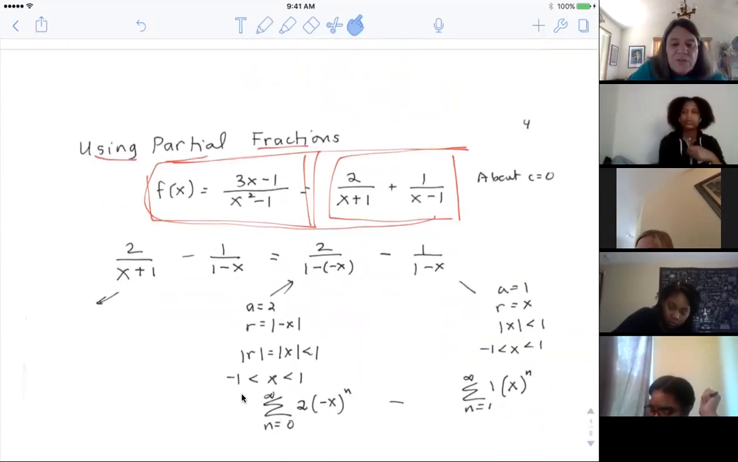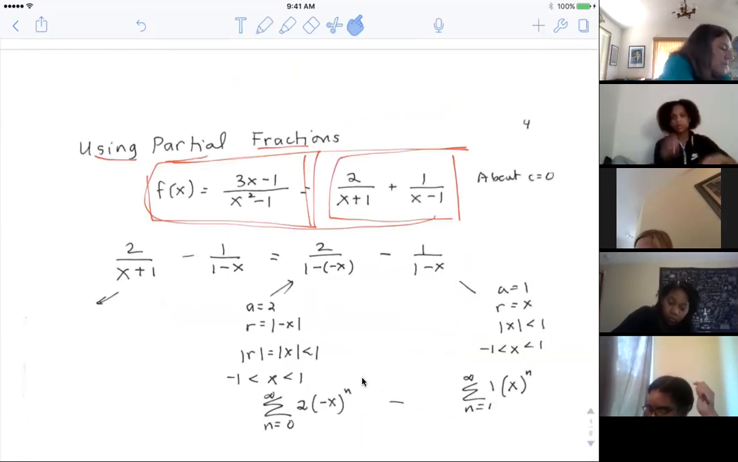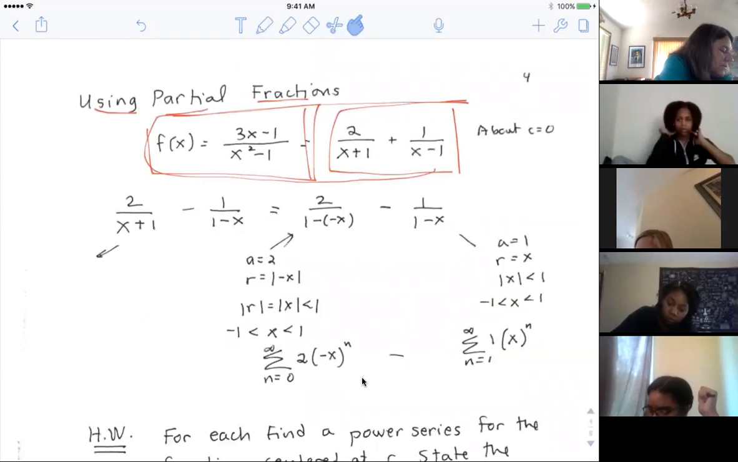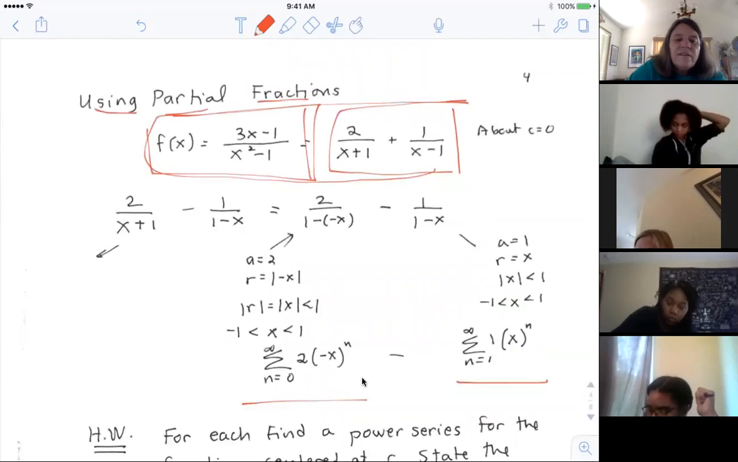And it converges between 1 and minus 1. So the sum is going to converge between minus 1 and 1. And then when I write them as power series, they look like that. Now, let me say a quick word, guys. Because they both converge in the same place, the whole thing will converge in the same place. In other words, it's going to be between 1 and minus 1 here.